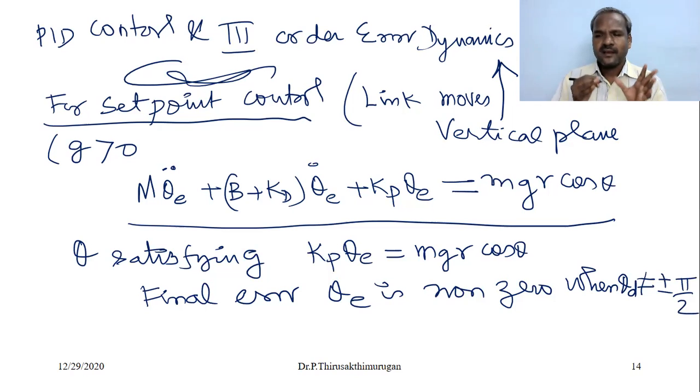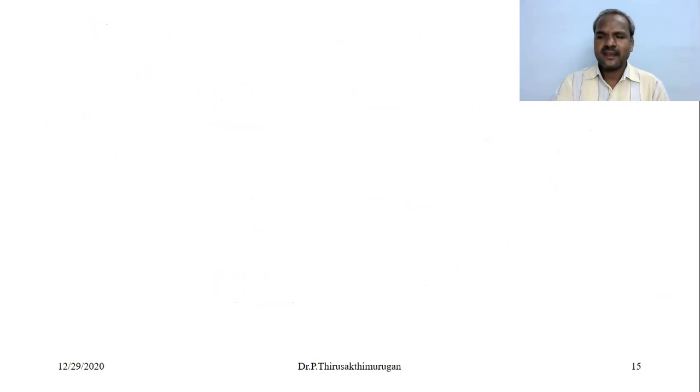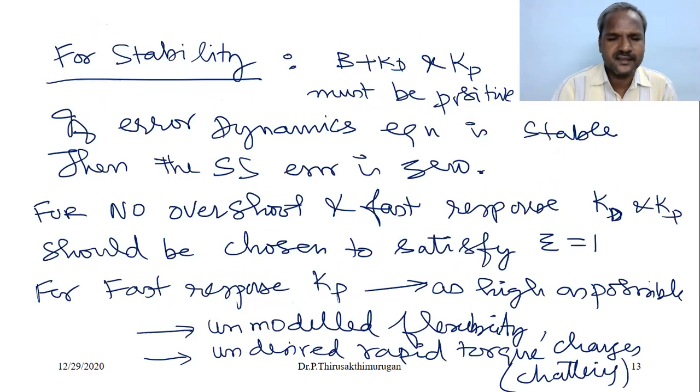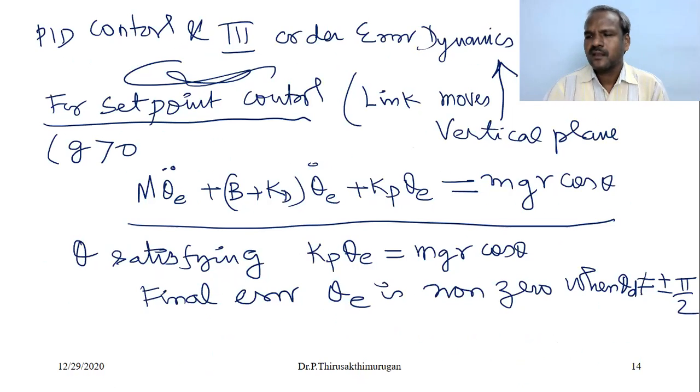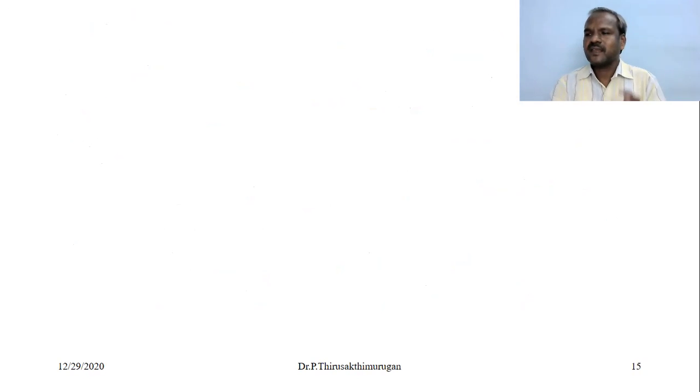But the PD control law creates a non-zero torque at rest only when theta e is not equal to 0. Clear? We can make this steady state error small by increasing the gain Kp. But there are practical issues: unmodeled flexibility, undesired rapid torque changes, chattering and vibrations. So these are practical limits. To eliminate the steady state error, we can turn to PID control.